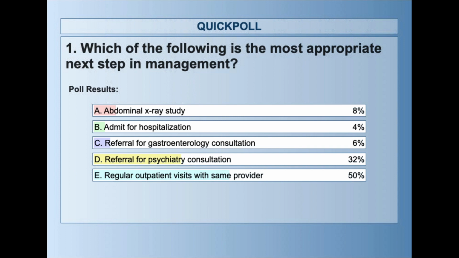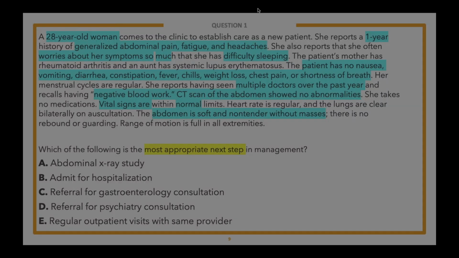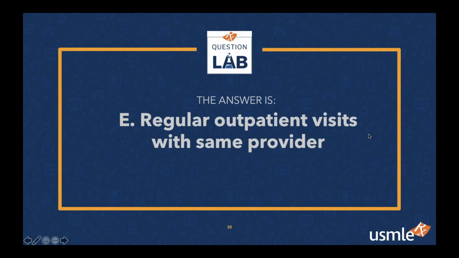Let's see, looks like there was a clear favorite with 50% of you suggesting E, regular outpatient visits with the same provider. In second place with 32% was referral for psych consult. Let's take a look and see what the correct answer is. And the correct answer is, in fact, E. So great job, everyone. Let me hand it back to Paris. Thank you, Sean. Great job, guys.